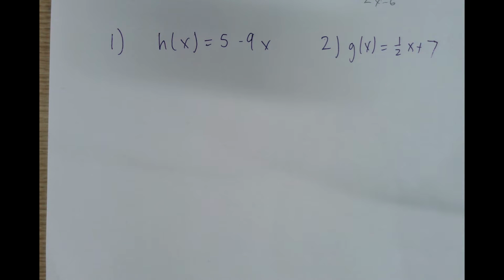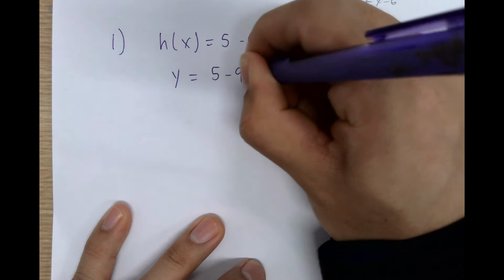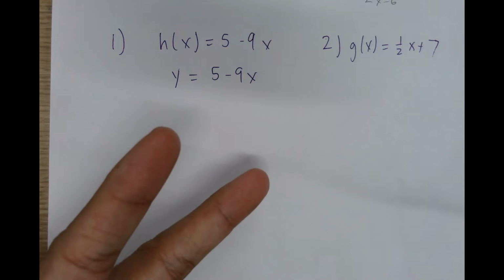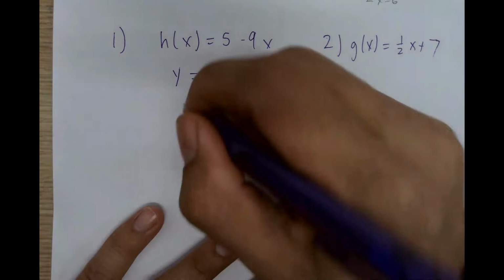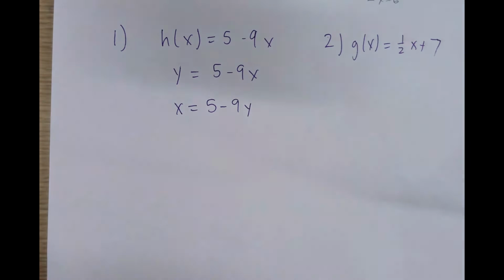Okay, so our first step here, make sure you guys are paying attention. Our first step here would be to rewrite this with y, which just makes it a little bit easier. They tell us that we're going to switch the locations of the x and y. So it's going to be x equals 5 minus 9y. Right, you're going to switch the location of your x and y.